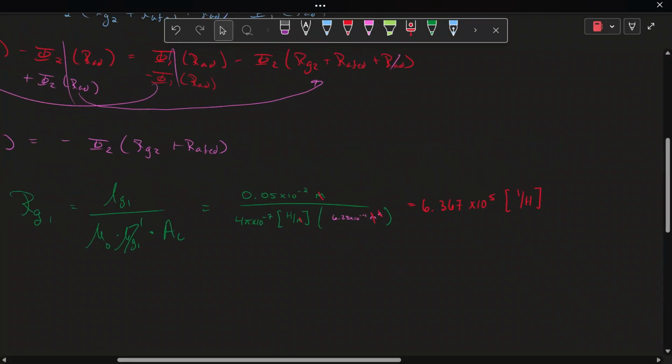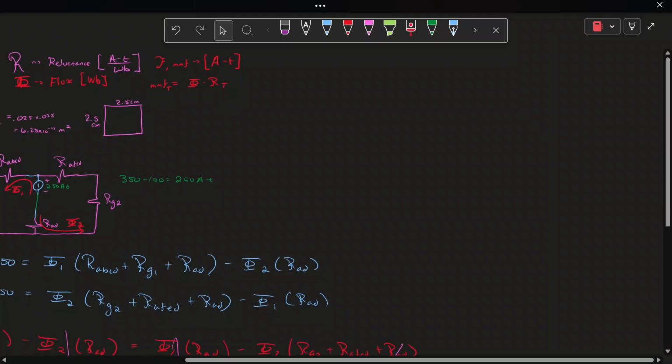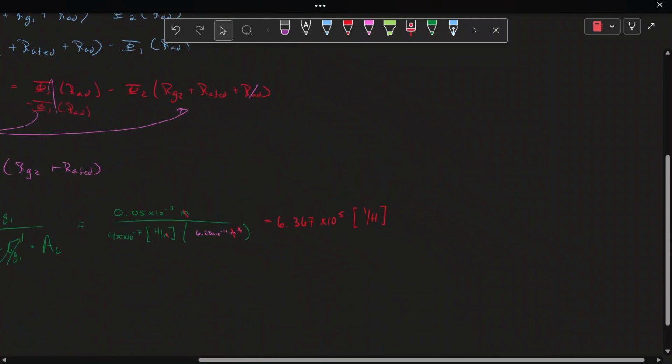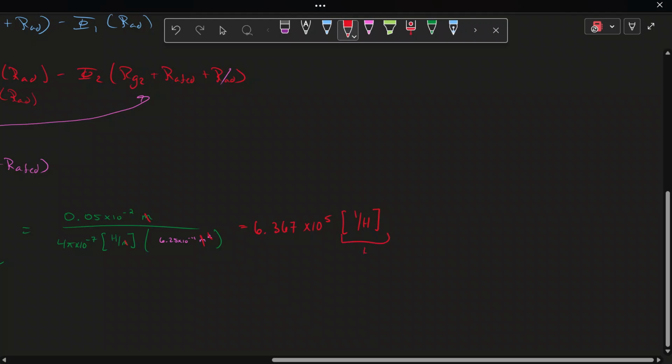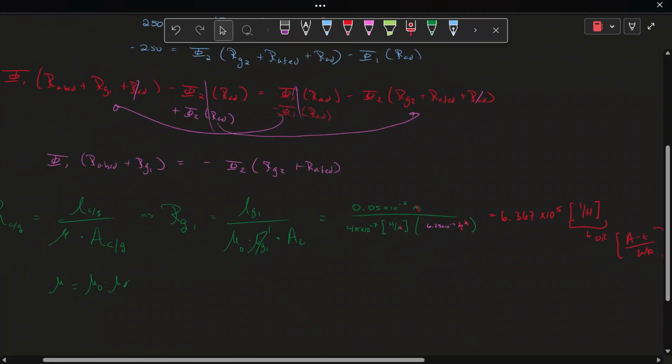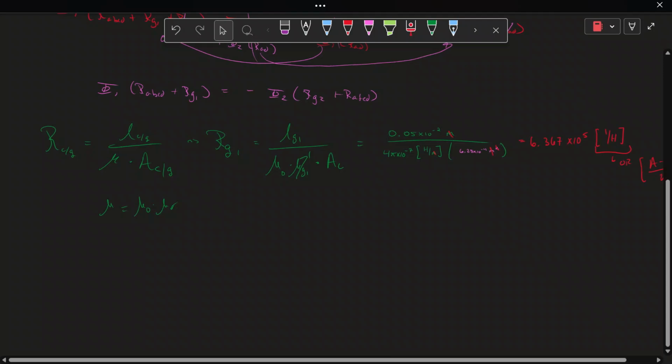And this is going to be, what, 1 over Henrys? Well, what did we say 1 over Henrys was? Or not really 1 over Henrys. What was reluctance? Amp turns per Weber. So we can say 1 over Henrys or amp turns per Weber. All right, so that's for air gap 1.